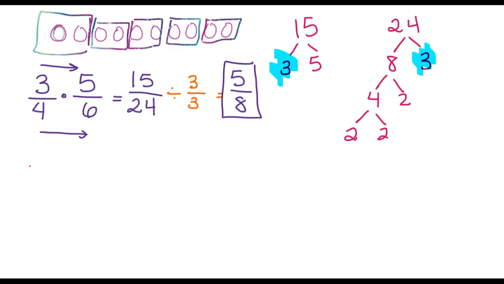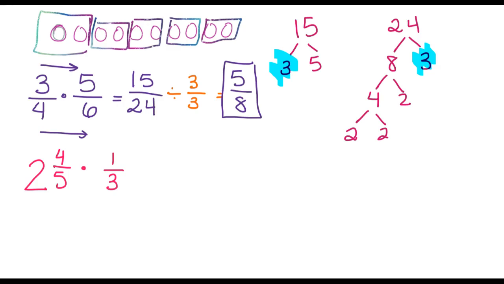Okay, so we're going to do 2 and 4/5 times 1/3. Okay, so when we have a mixed number like this, I can't leave it like that. It has to become an improper fraction.